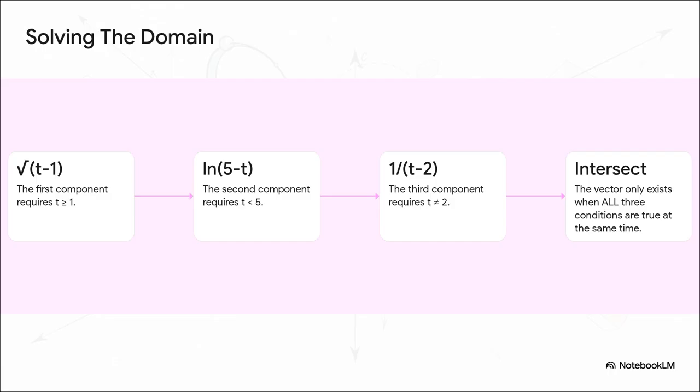Got it. And finally, the fraction. We all know the golden rule. You can't divide by 0, so t cannot be equal to 2. Now, here's the most important part. The vector only exists when all 3 of these conditions are true at the same time.